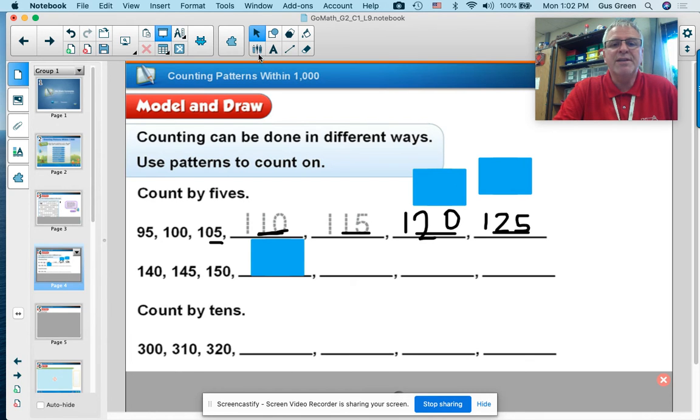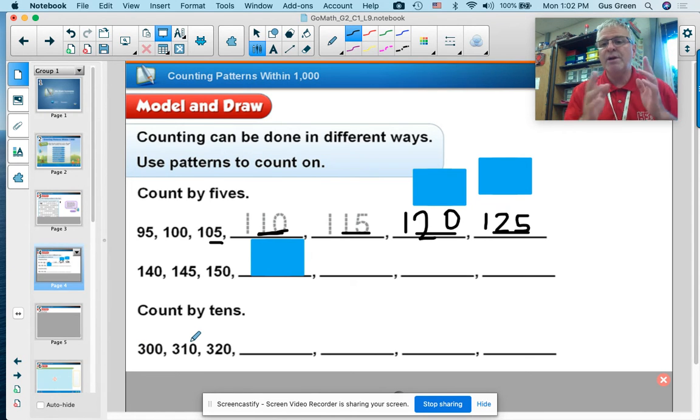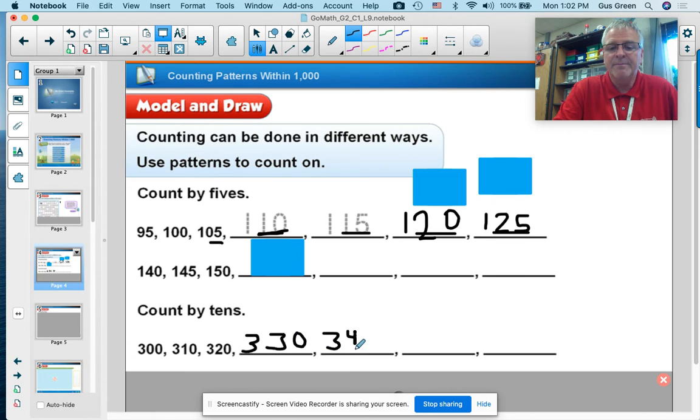Same when you're counting by tens, even though this one starts at 300 and normally you go 10, 20, 30, 40, 50. Now you just have the 100 in front of that. So 310, 320, 330, 340. And again, the pattern stays true and it stays the same.